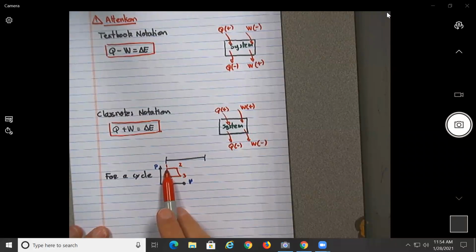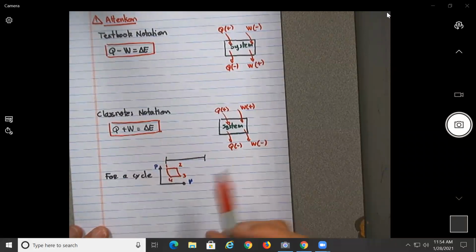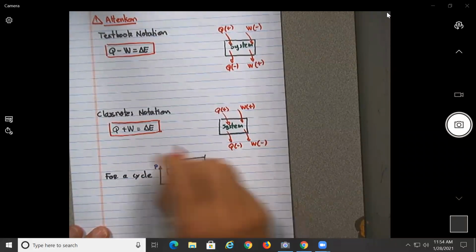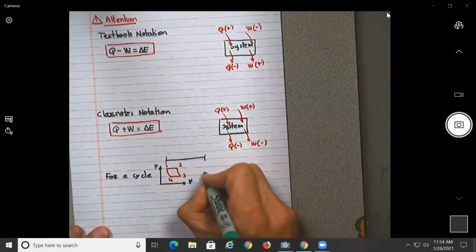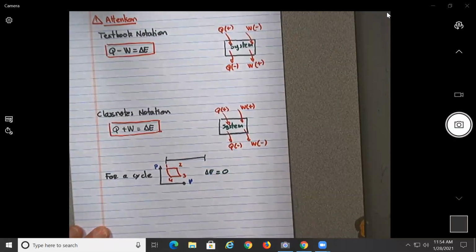If you start at one velocity and you end up at the same velocity, it will be 0. If you start at one height and you end up at the same height, it's going to be 0. If you start at a certain value of internal energy and you end up at the same value of internal energy, what would be the total change in energy? 0. Okay? So in that case, you have change in energy equal to 0.